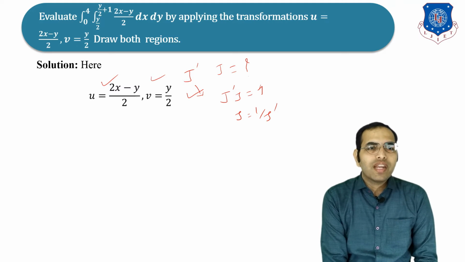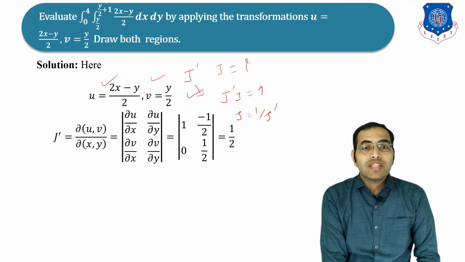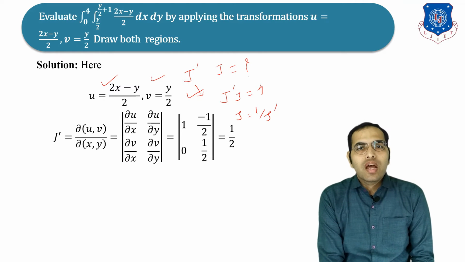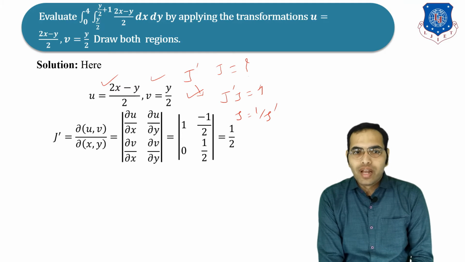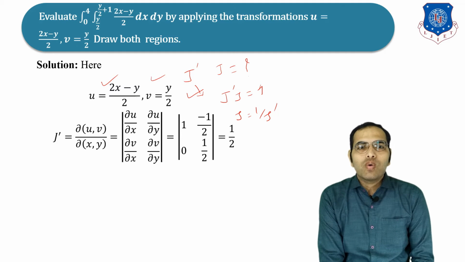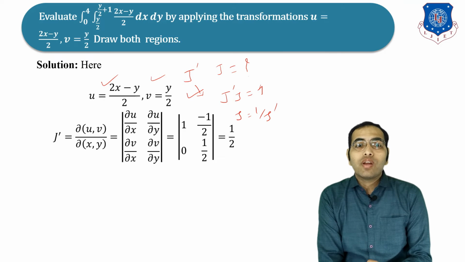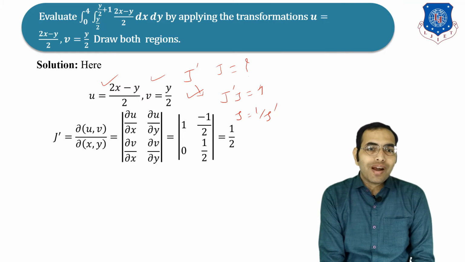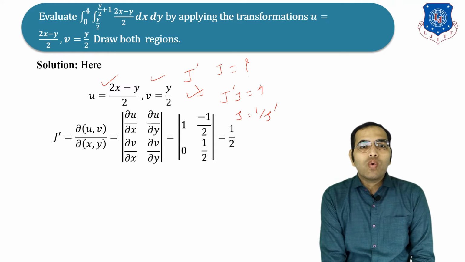Firstly finding J dash: J dash equals del of u, v upon del of x, y, which equals the determinant of del u by del x, del u by del y, del v by del x, del v by del y. The partial derivative of u with respect to x is 1, and the partial derivative of u with respect to y is minus 1 half. Similarly, the partial derivatives of v with respect to x and y are 0 and 1 half. Now expand this determinant, which gives 1 half, the value of J dash.